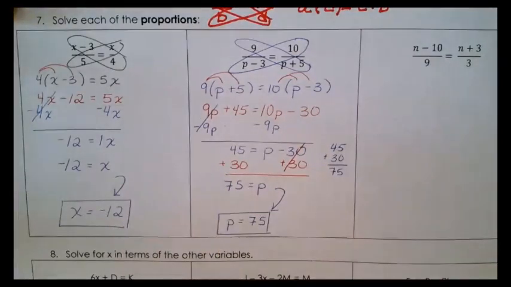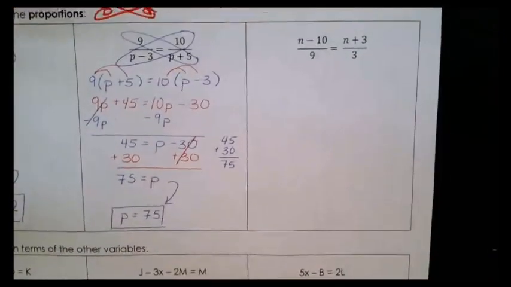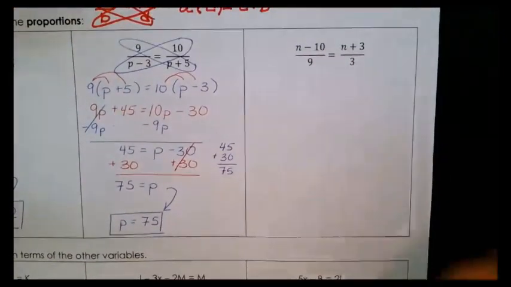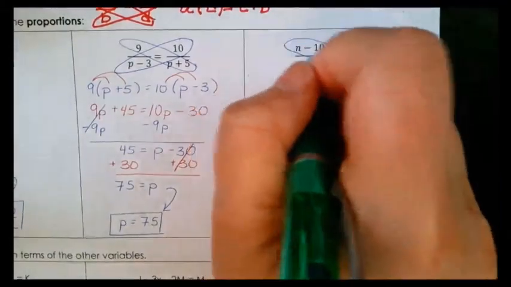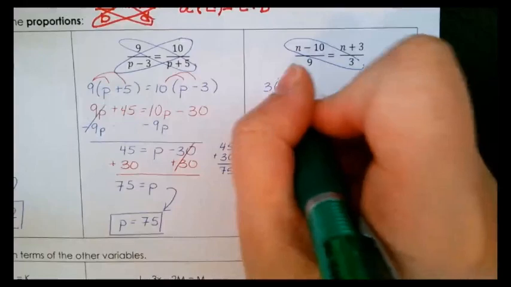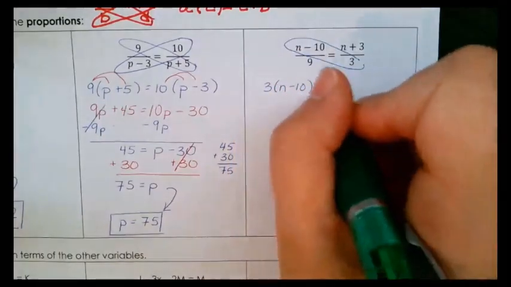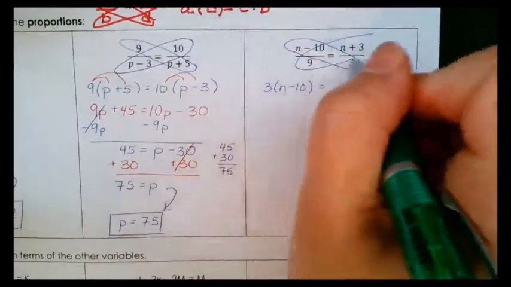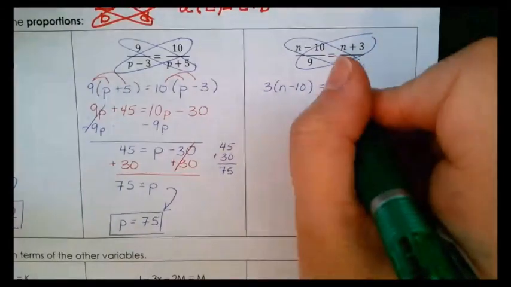Now that we've done 2 of these, you should pause the video, try the last one by yourself. Well, hopefully now you're back after trying it by yourselves, and let's do it together. Start off with the first diagonal, 3 times n minus 10 equals 9 times n plus 3.